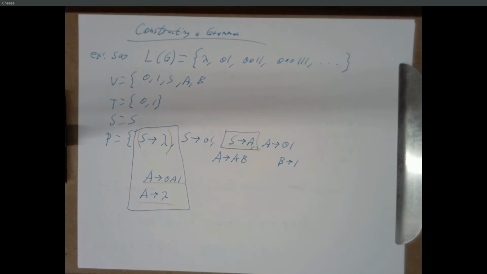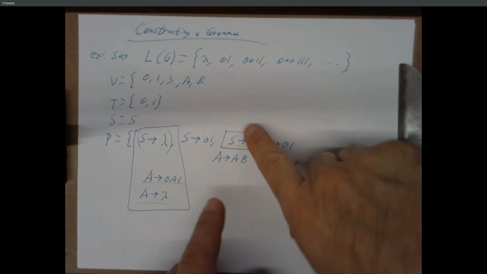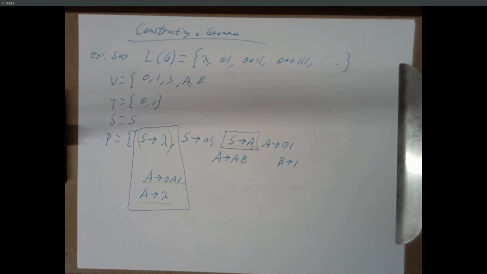And it's usually not unique. There's usually different ways you can do this. And obviously we don't have to use A and B. We could use Q and T. But even structurally there's different ways to do this.